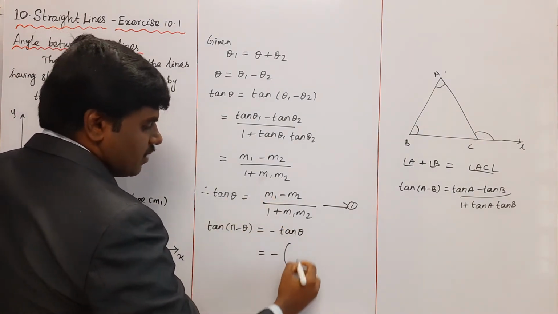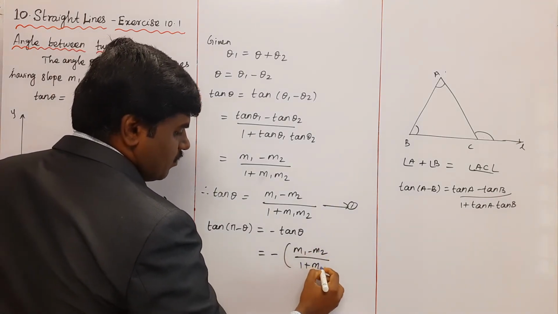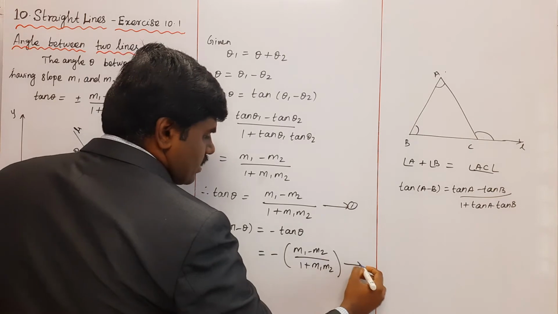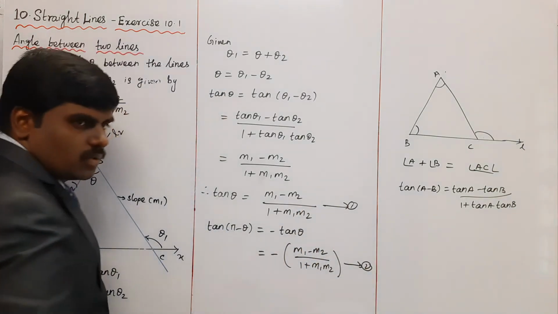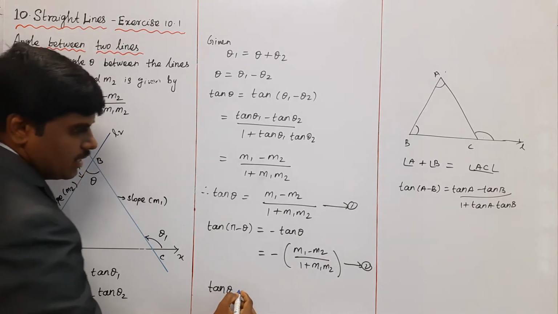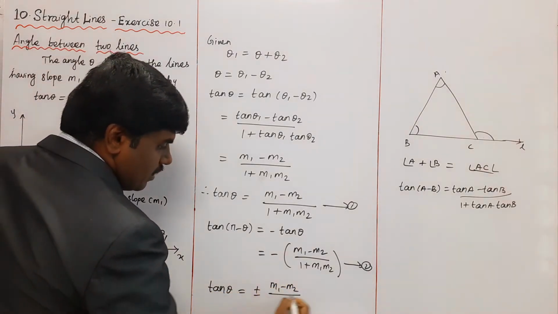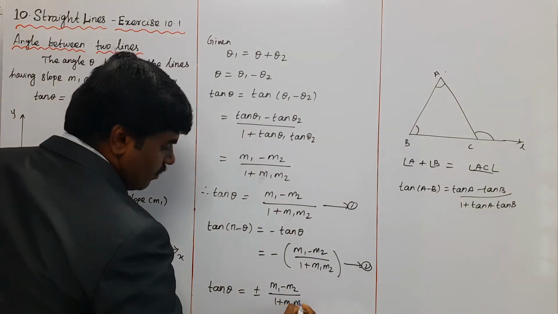Minus of M1 minus M2 divided by 1 plus M1 M2. So you will consider this as 2. From 1 and 2, what are your conclusions? From 1 and 2, I will get tan theta is equal to plus or minus (M1 minus M2) divided by 1 plus M1 M2.